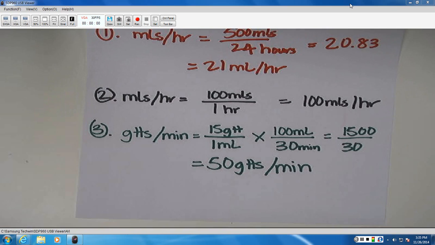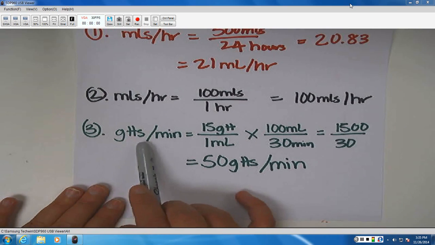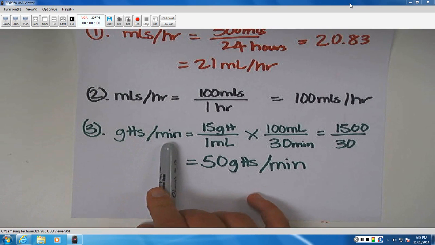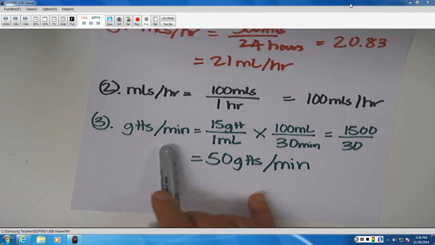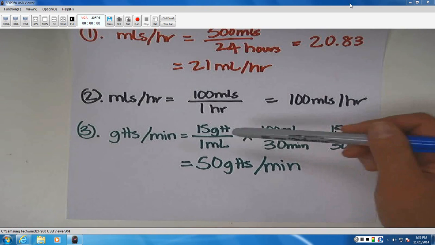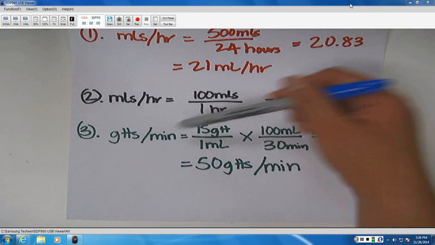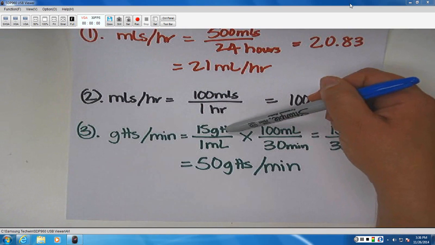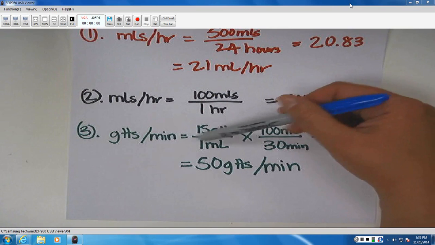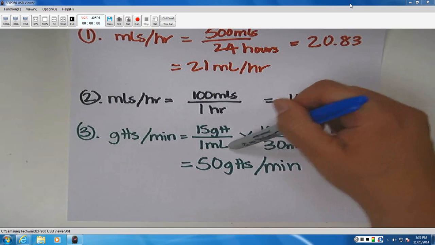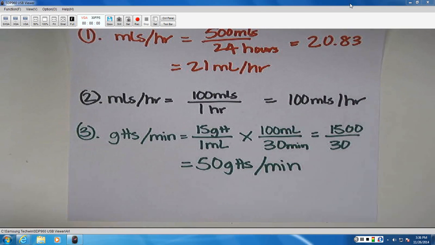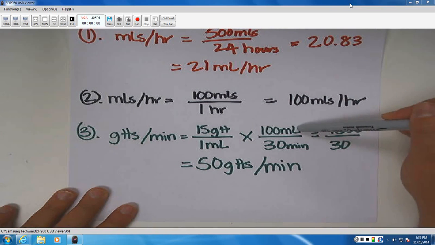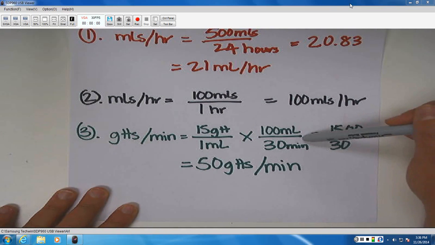So on the left-hand side of my equation, I have drops per minute, and my drop factor is 15 drops per milliliter. So that's the very first thing I'm going to put. Since I'm solving for drops per minute, I need to have drops up here. My drop factor tubing is 15 drops per 1 milliliter. My dose on hand that I have to administer is 100 milliliters, and my doctor wants me to infuse that 100 milliliters in 30 minutes.